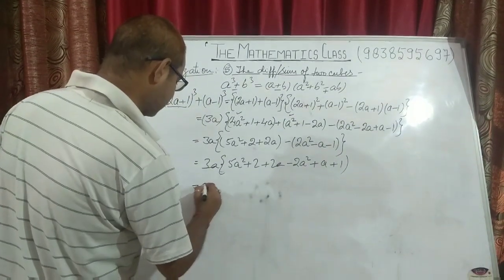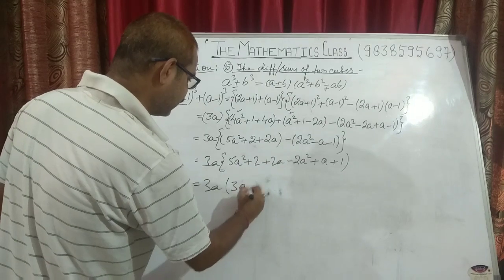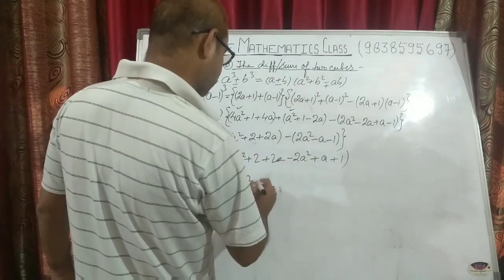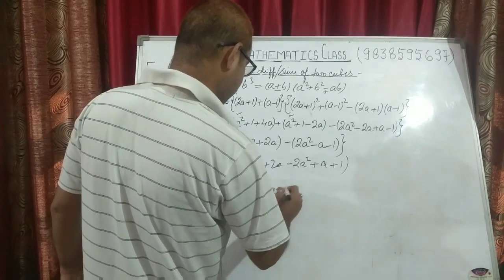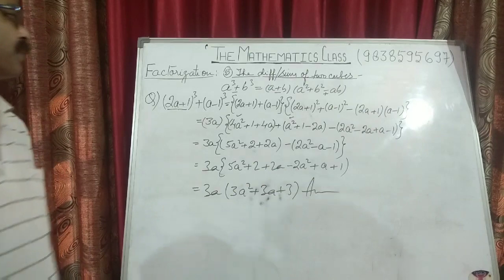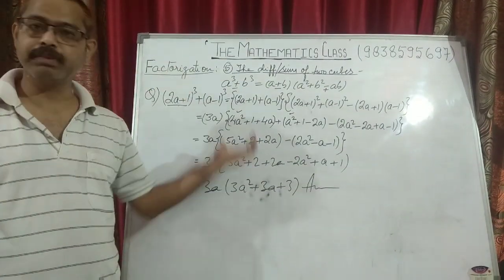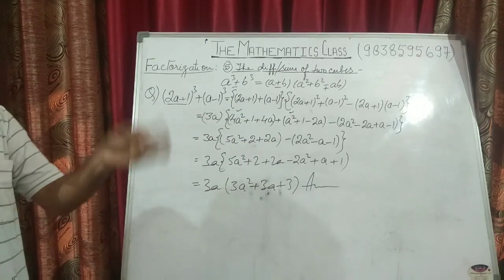So 5a square minus 2a square is 3a square, plus 2 plus 1 is plus 3, 2a plus a is plus 3a, plus 3, that is the final value. So this is how we simply factorize. Factorization means breaking it into the smallest parts.